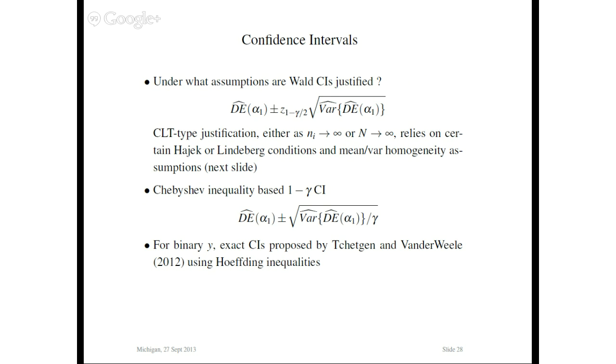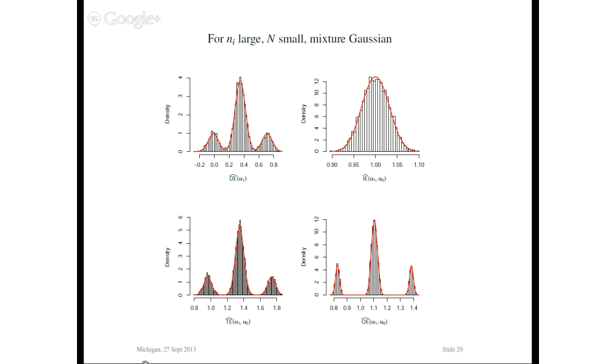She also, just for comparison's sake, looked at Chebyshev type confidence intervals, and she compared those with exact confidence intervals that Chen and Vanderweele proposed in this 2012 paper based on Hoeffding inequalities. And so I'll show you some of the results from her work.